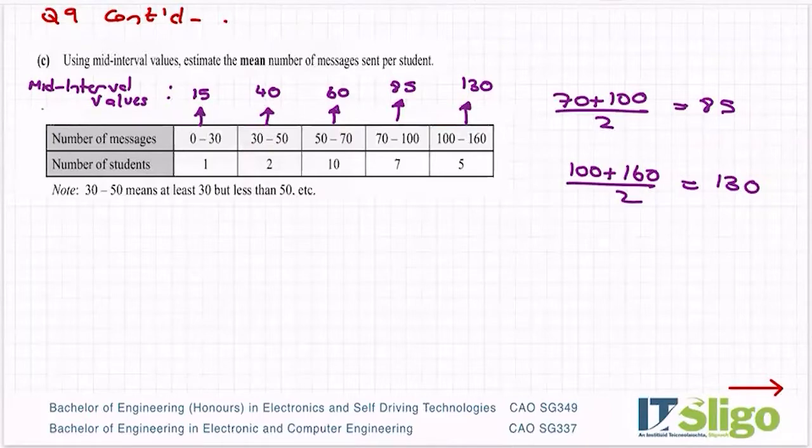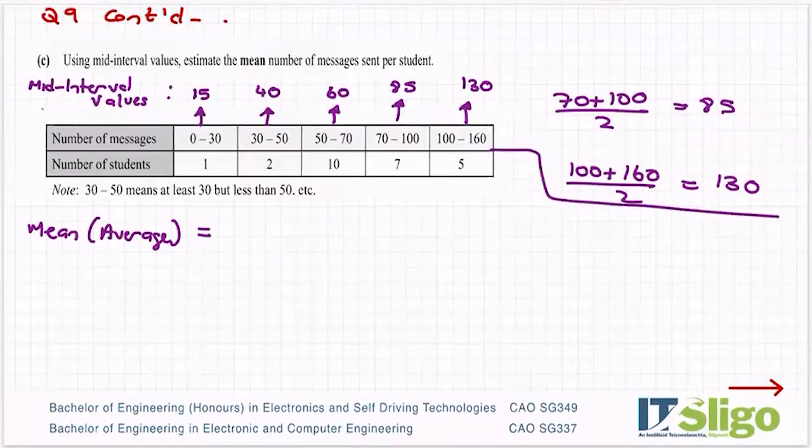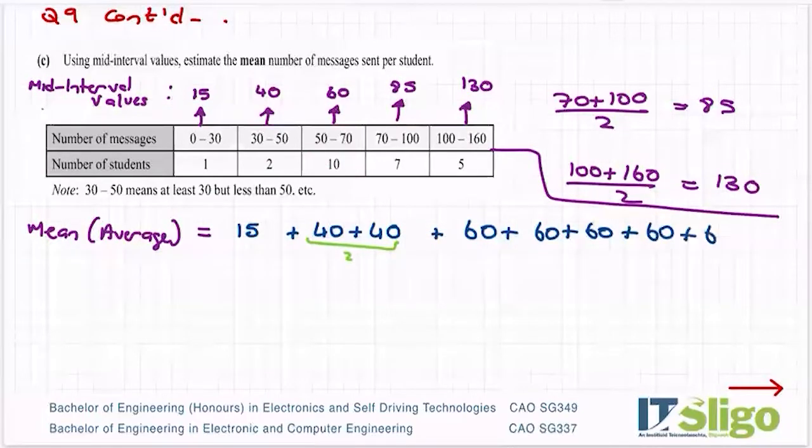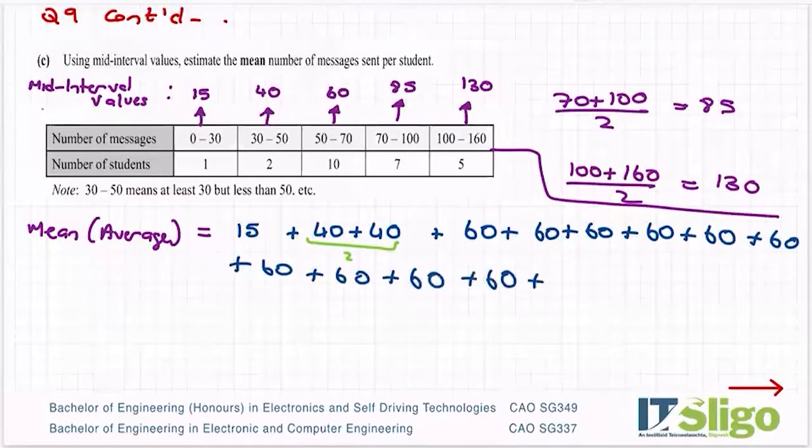So then to calculate the mean, which is another word for the average, we add up all the messages sent. I'm going to start to write it out long so you can see it, and then I'll give you the shortened version. So we have one student sending 15 messages. We have two students sending 40. That's my two students there. We have 10 students sending around 60 messages. So plus 60, 1, 2, 3, 4, 5, 6, 7, 8, 9, 10. So that's those 10 students.